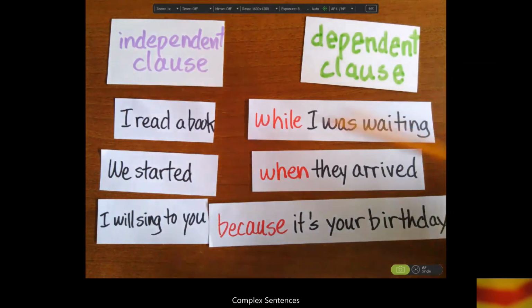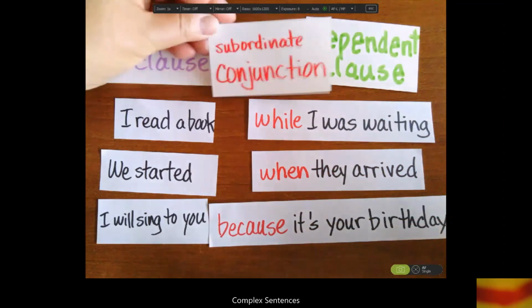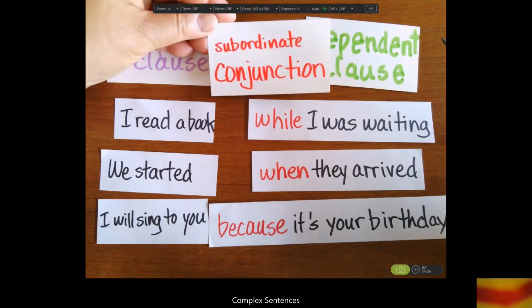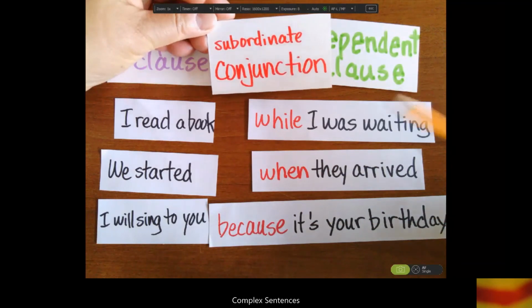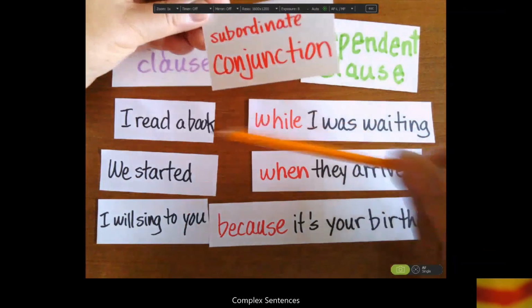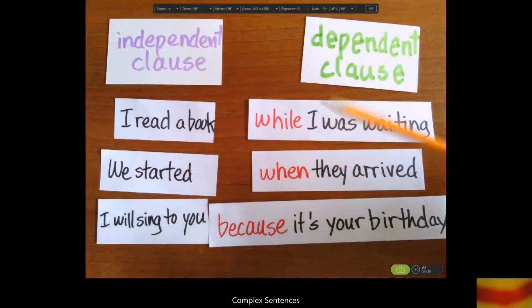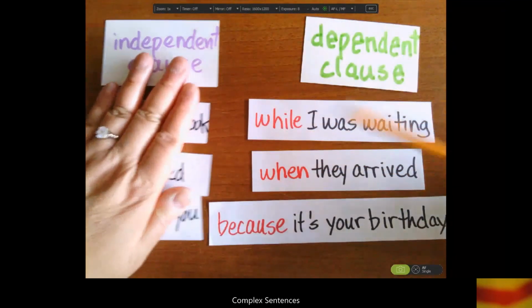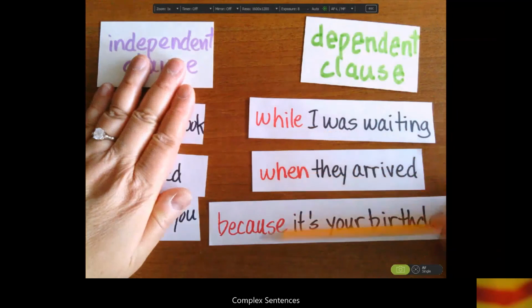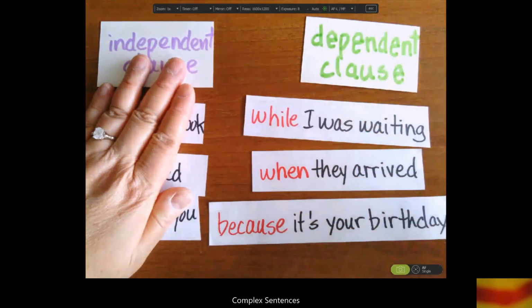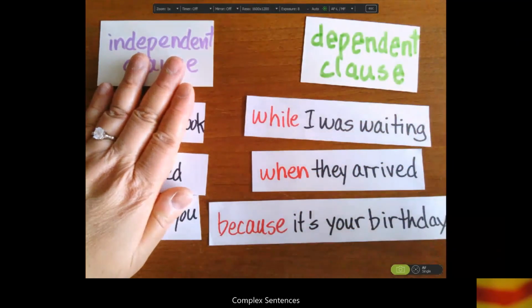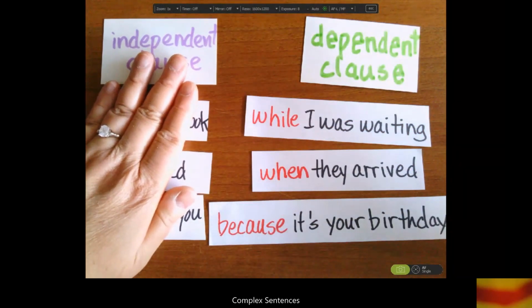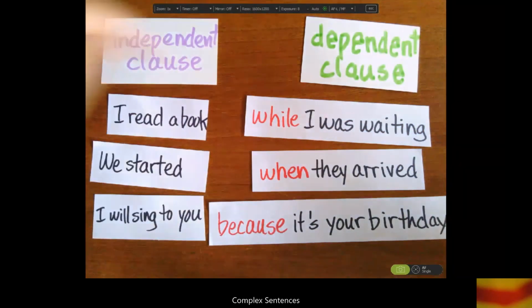Now, these words that I have written in red are what we call subordinate conjunctions. All that means is that they end up connecting the two, but the subordinate conjunction is before the rest of this idea here, which is the incomplete thought. It just situates the two actions here.